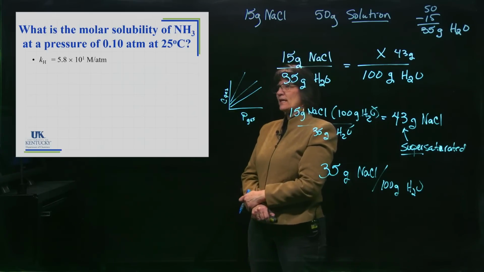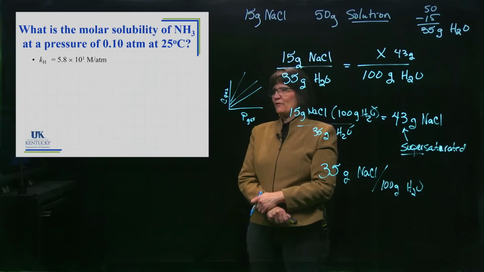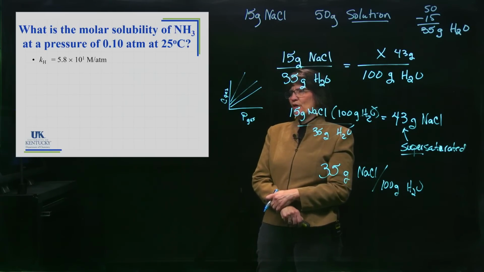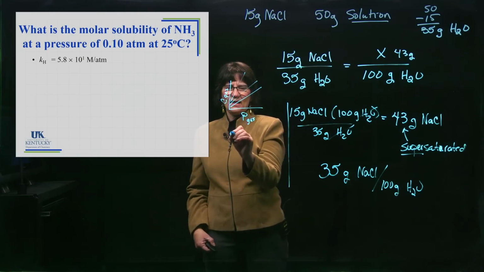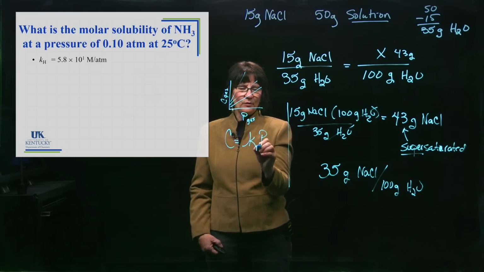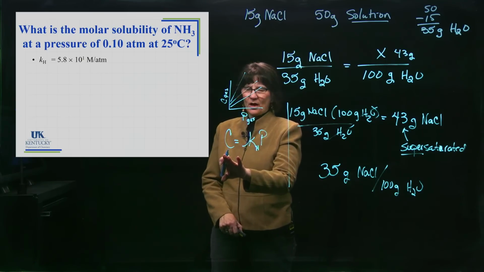Okay, so let us work a simple problem here. How would we work this? In this case, we were given Henry's law constant, and we want to know the molar solubility of ammonia at a pressure of 0.1 atmospheres. Well, if C is equal to K times P, and this is Henry's law constant, then we can simply use these numbers to come up with a concentration.